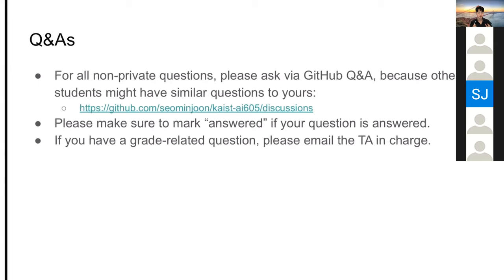But there might be co-first authors, right? And I think it's very rare to have more than two co-first authors. So the current rule is that you can team up to two, as long as you are both first authors on that paper or project. But please let me know if you have a reason to make a team of more than two, like three or four.